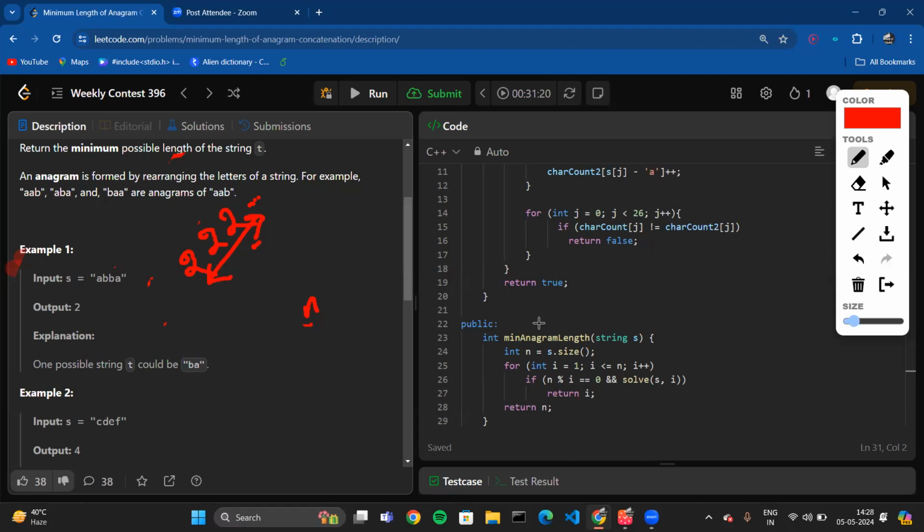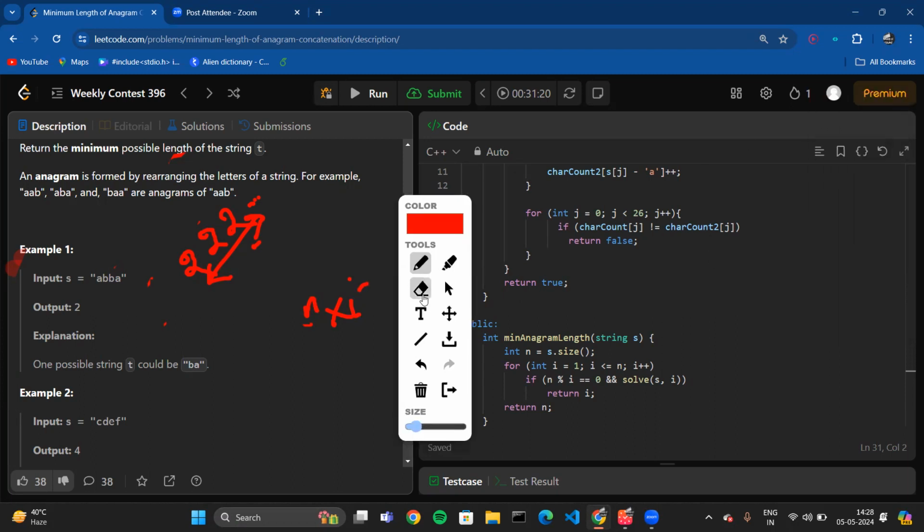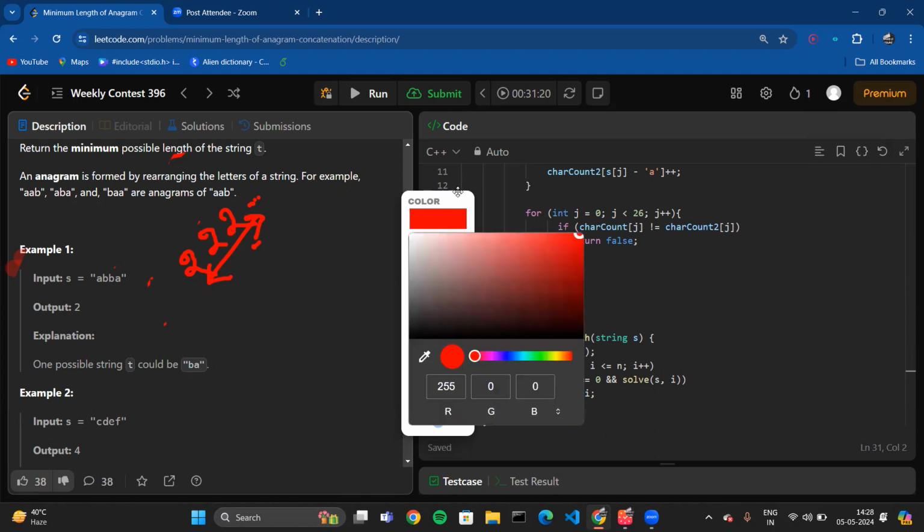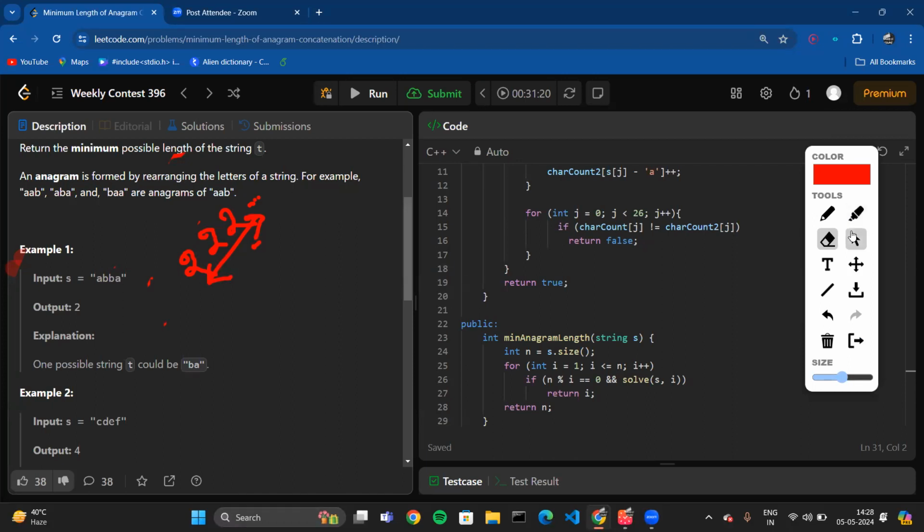I will try looping from 1 to n. If n percentage i is equal to 0, that means it is possible. It might be possible that I can try it for the anagram. So I will check this condition and call a solve function.